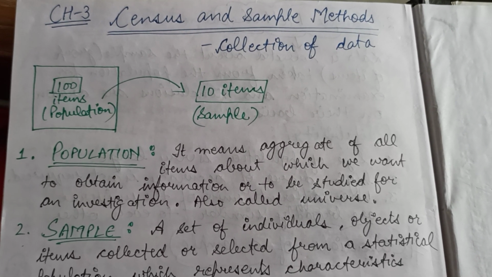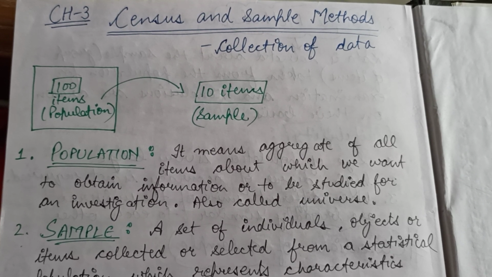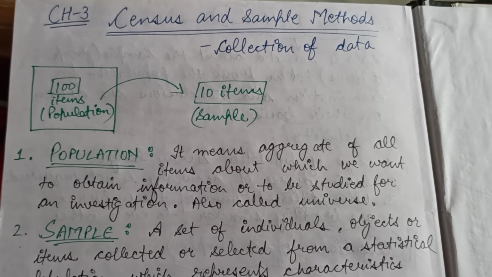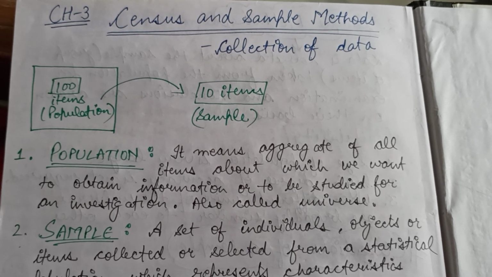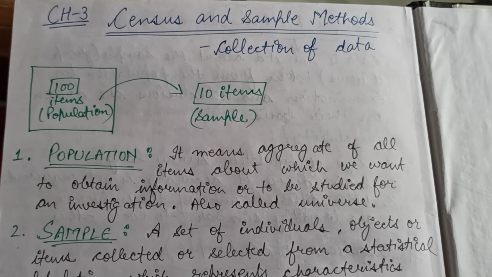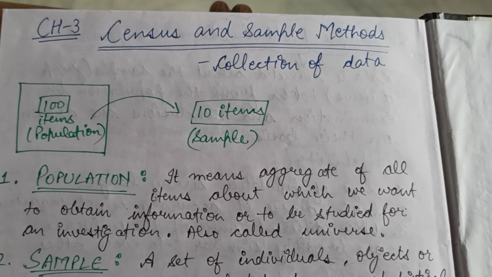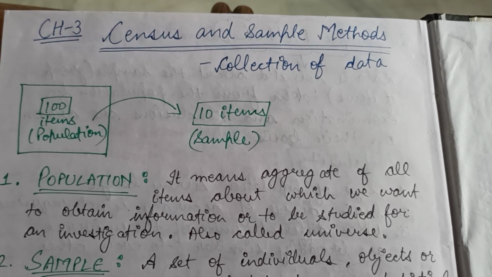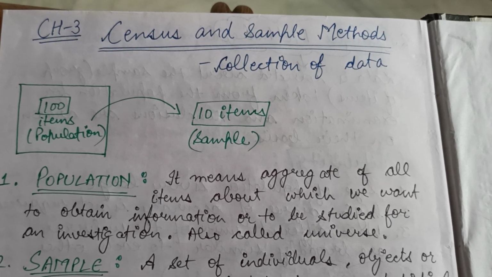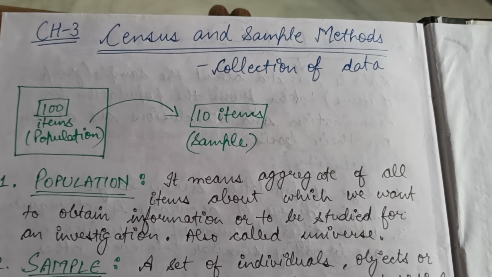Today we are going to start with the next chapter of your second unit, which also relates to the collection of data. This chapter includes the census and sample methods of data collection. In this chapter, we will study how to decide between the census or sample method of primary data collection according to the objective of our statistical study.